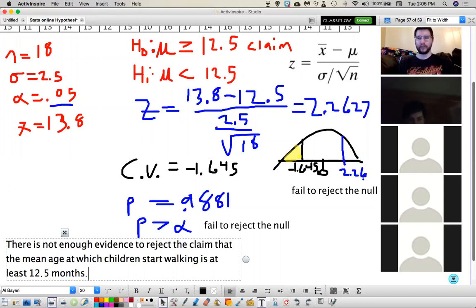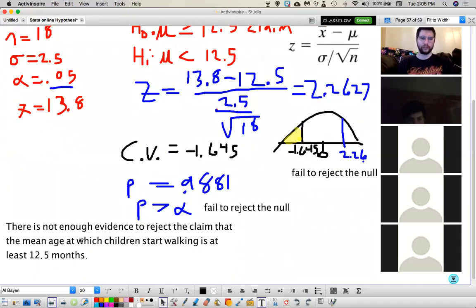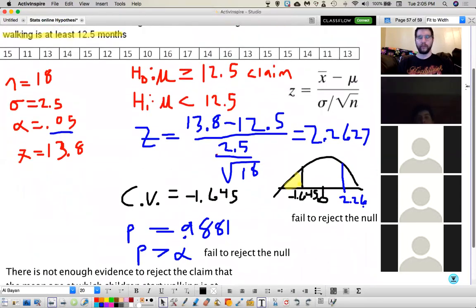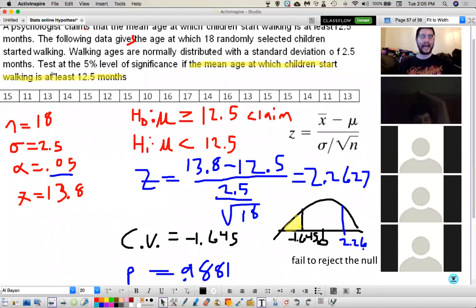If this were the problem on the test, I don't care about any of this. Down here, that's your answer. You've got to remember though, a lot of you were making some mistakes with your hypotheses. You've got to know what at least and at most mean. If you can't draw that in symbols, you're screwed. You've got to know whether it goes in the null or the alternative, and you also have to know which one your claim is. All of that comes from this part I highlighted here.